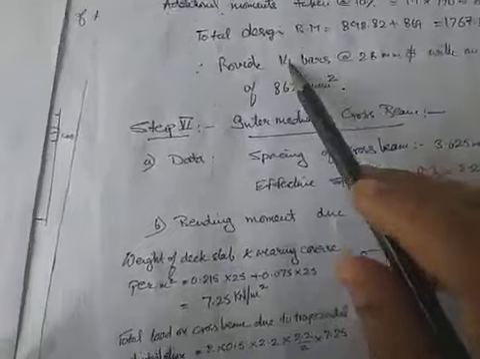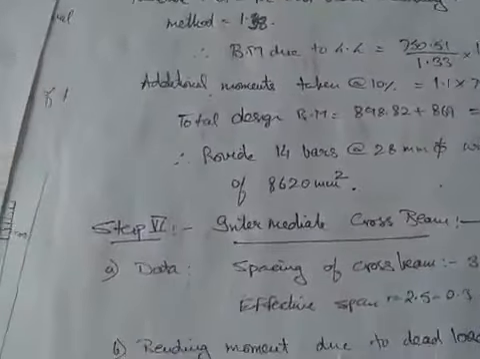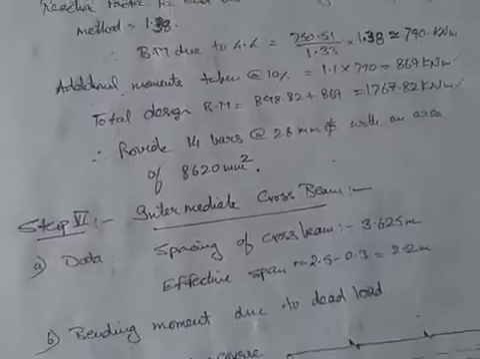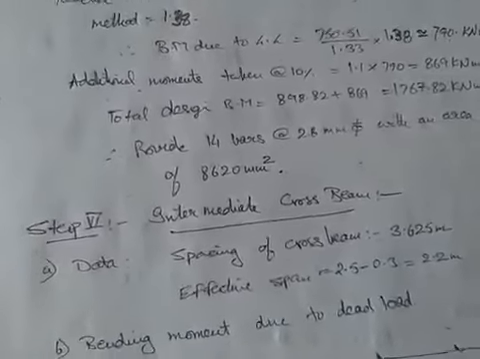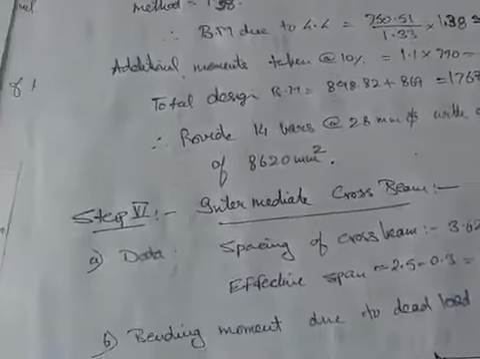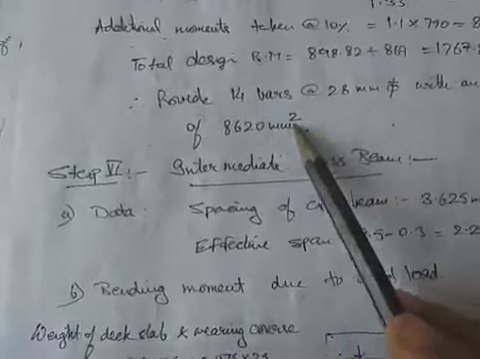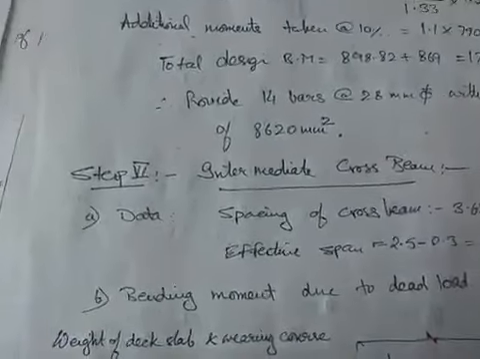You can increase it in the end longitudinal girders. In the intermediate longitudinal girders we provided 12 bars. In the end longitudinal girders, we are going to provide more steel, that is 14 bars of 28 diameter. The only difference is that steel has increased, the rest of the design is the same. 862 square is the steel provided for the end longitudinal girders.